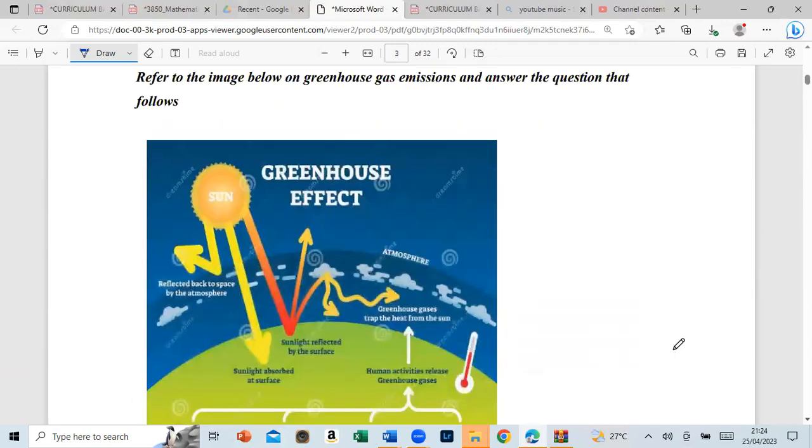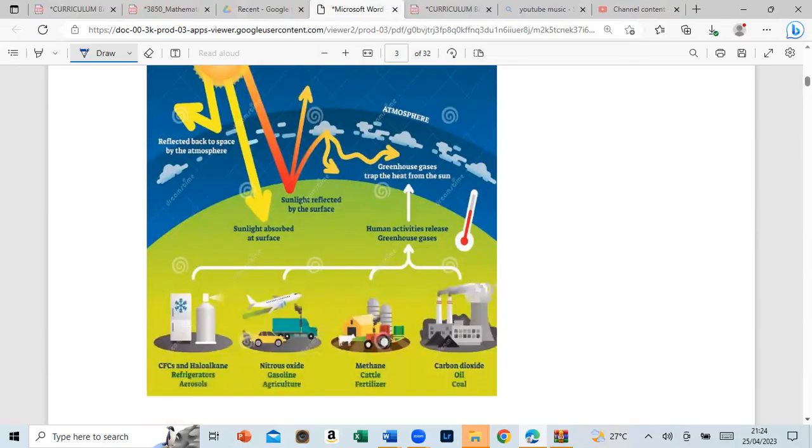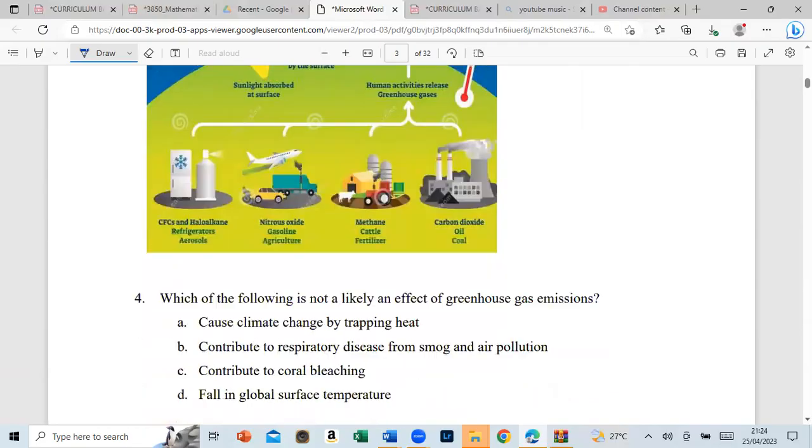Refer to the image on the greenhouse gas emission. Answer the question that follows. So we have the greenhouse effect, we have the reflect, all of that. All right, sunlight absorbed. Which of the following is not likely to be an effect of the greenhouse gas emissions? A, cause climate change by trapping heat. B, contribute to respiratory disease from smoke and air pollution. C, contribute to coral bleaching. D, fall in the global surface temperature. So for that one, it would have been D.